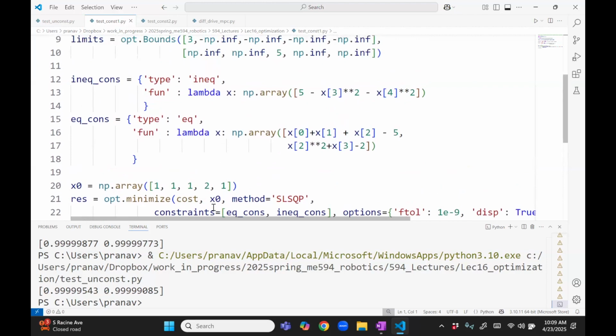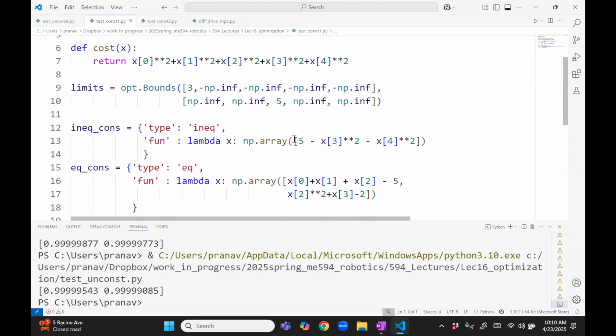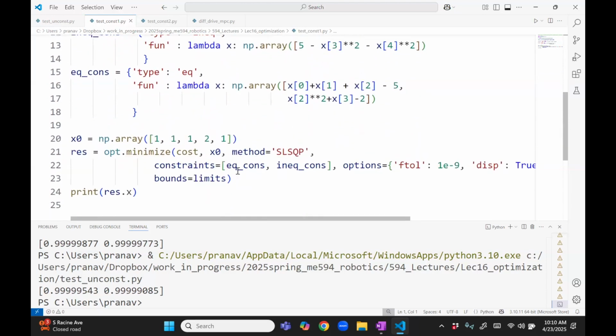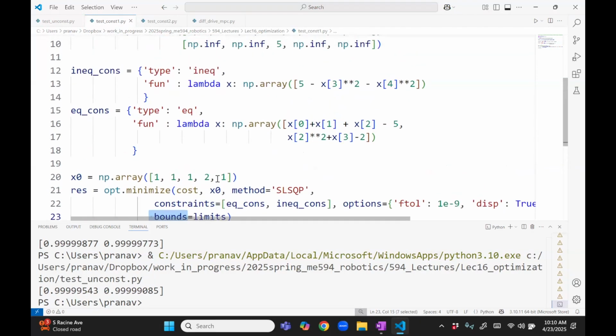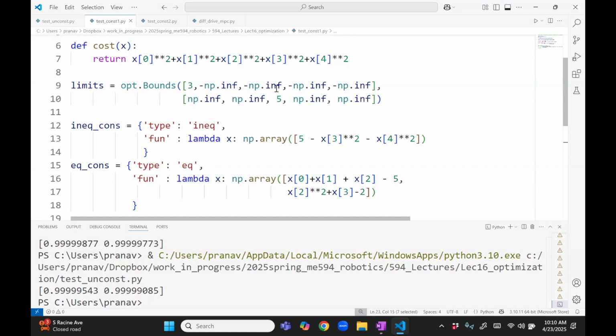There's a cost, which is clear. It's the sum of squares. And remember, I go from 0 all the way to 4 because there are 5 variables. This one requires me to specify bounds, which are in the variable called limits. If you go to limits, I said the first and the third one have bounds, and the other ones have minus to plus infinity.